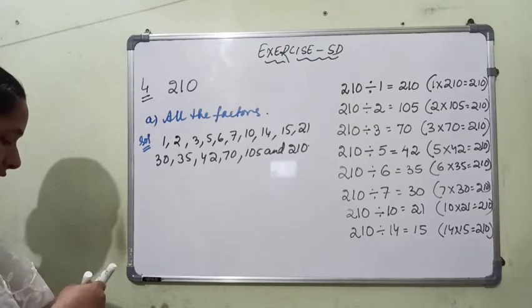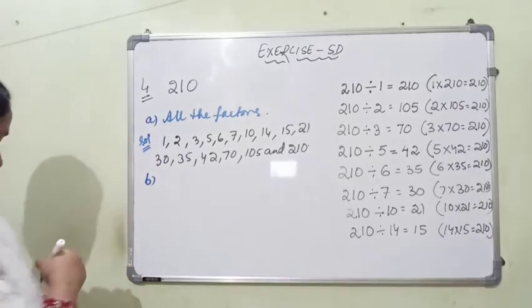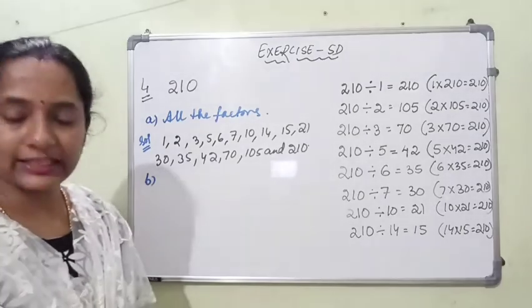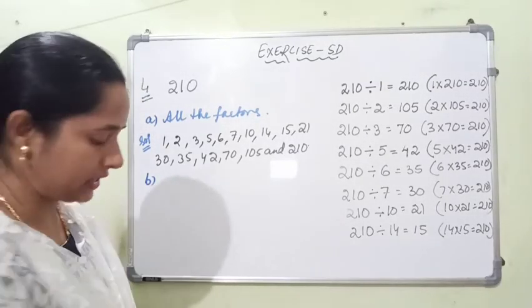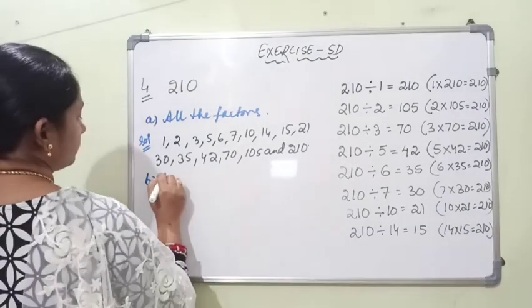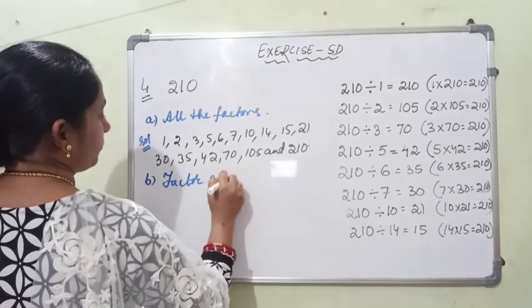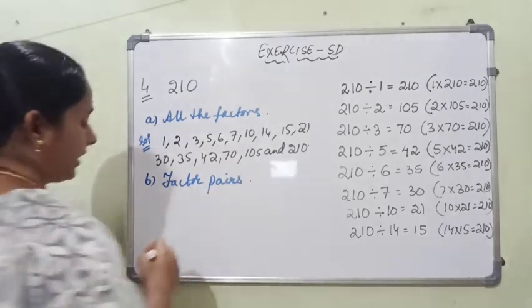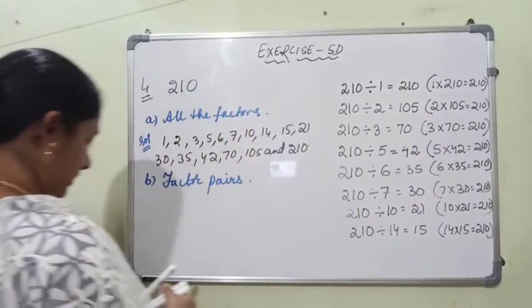Got it? The next question we have is bit B. What has he asked? He has asked factor pairs. Yes, what are the factor pairs? We got the factor pairs here.